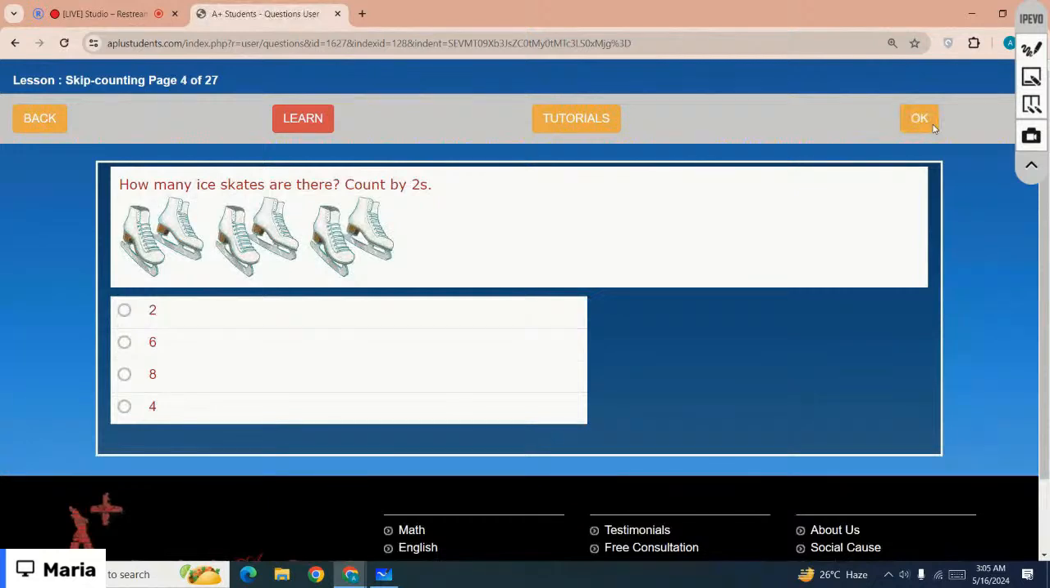How many ice skates are there? Count by twos. So, which is the correct option? Yes, the correct option is six. Six is the correct option.